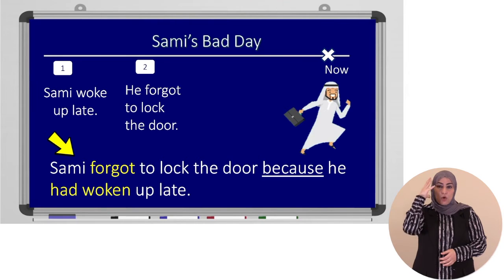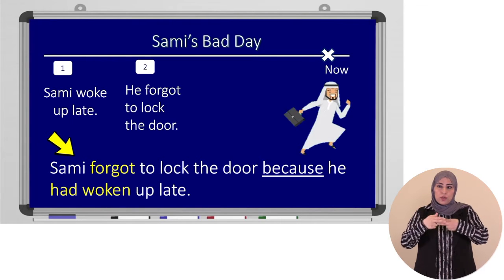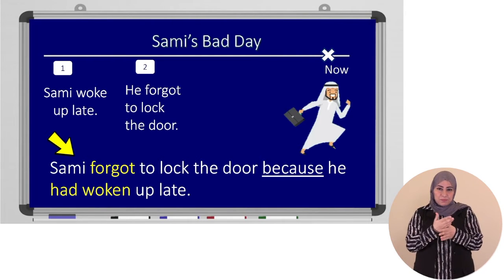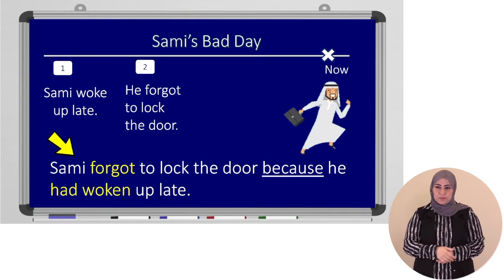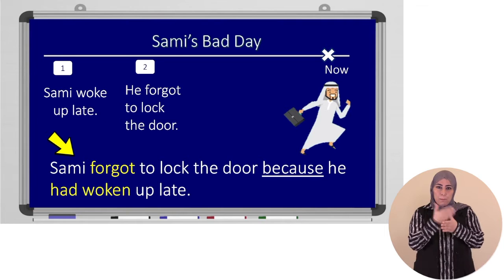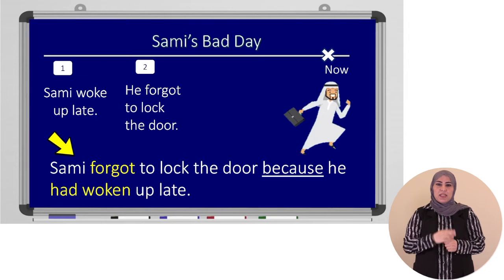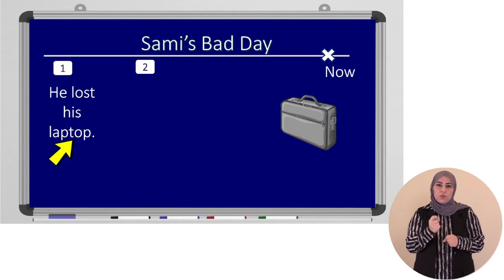And notice, if we start with the second action, the other action will always be preceded by because or after. So notice, Sammy forgot to lock the door because he had woken up late. So the first action that took place is preceded by had, and the verb is in which tense? In the past participle.